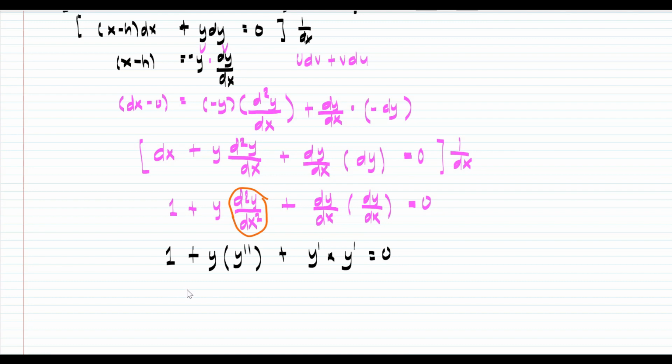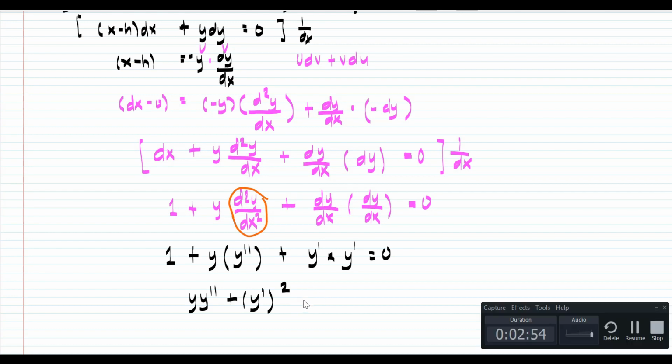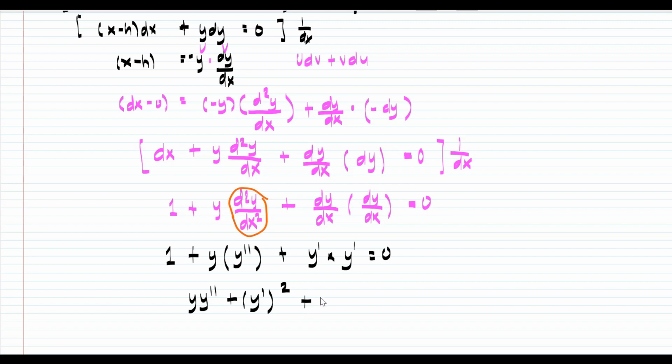Therefore, the simplest form that we can actually get is y y double prime, plus y prime squared, and of course the constant will be our last term, plus 1, which equals 0. There you have it. That would be the final answer for example number 2.